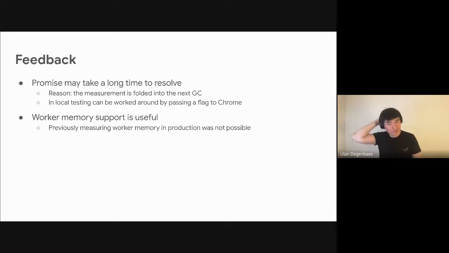Other feedback that we received from users was that in the origin trial version, the promise may take a long time to resolve. This is expected because the way we implement it is we fold the measurement into garbage collection, so the measurement actually happens with the next garbage collection. We do it in order to reduce the overhead. Otherwise, the alternative would be to iterate the heap, and that would be very costly. But this only affects production. In local testing, we can always pass a flag to force immediate resolution of the promise. It would just force GC.